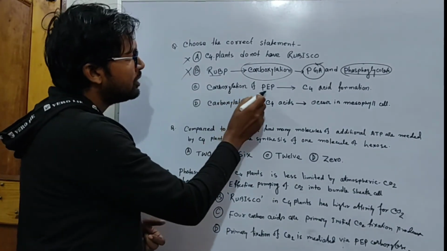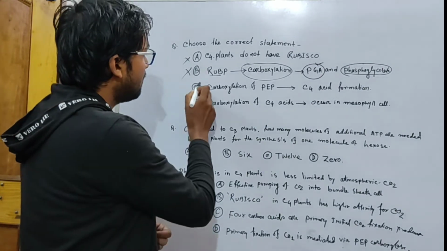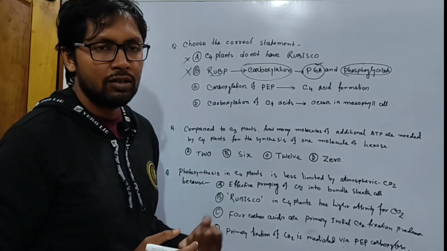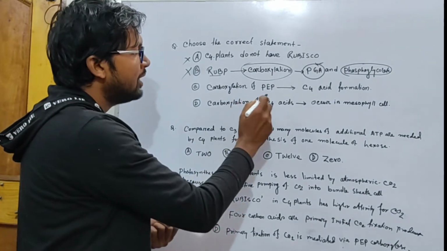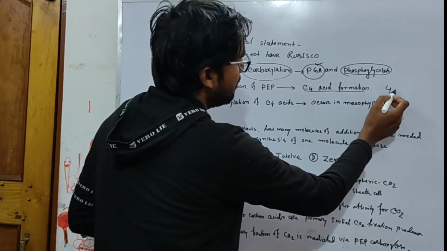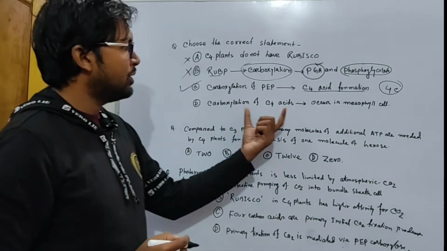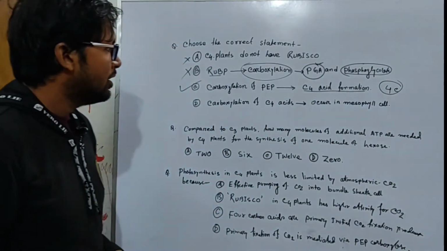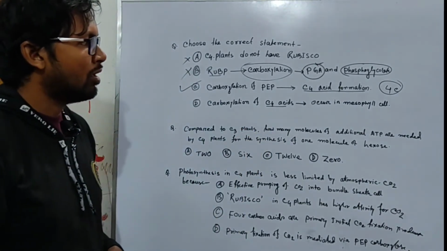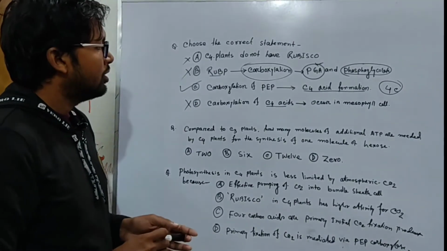Carboxylation of phosphoenol pyruvate to C4 acid formation. You know that phosphoenol pyruvate is the first carbon dioxide acceptor in C4 plants, and they produce oxaloacetic acid, which is a 4-carbon compound. This is somehow right. Next: carboxylation of C4 acids occurs in the mesophyll cell. No, the carboxylation of C4 acids does not occur in mesophyll cells. So this is also a wrong answer.